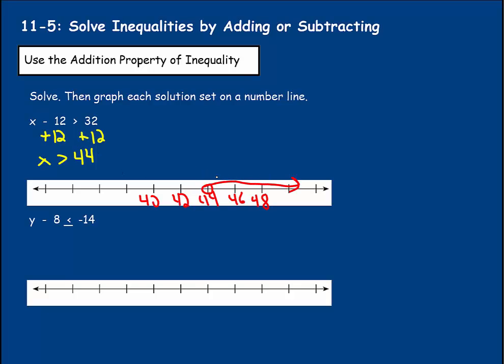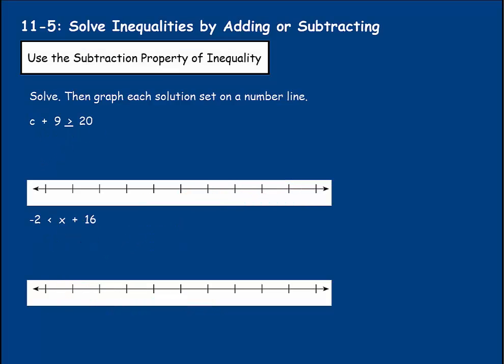If I have y minus 8 less than or equal to negative 14, I can get rid of the subtracting of 8 by adding 8 to both sides. So y is now less than or equal to, after these cross off, negative 14 plus 8, which would be negative 6. So I could probably start at 0 here and count by 2's going down. So I will have a closed circle at negative 6 because y could be equal to that. And then I'm going to go to the left because it's smaller. It's less than negative 6.